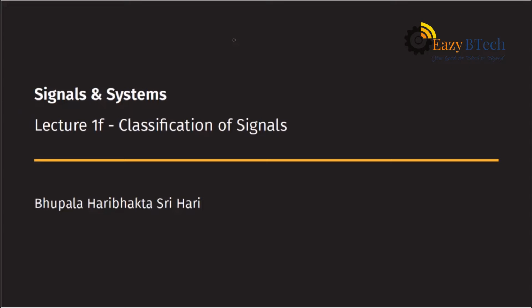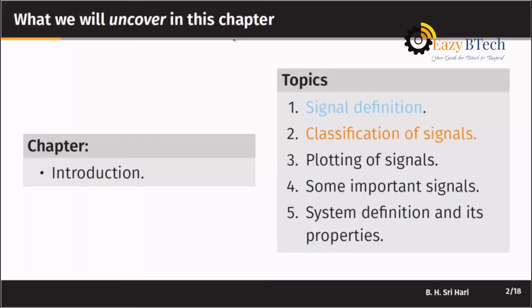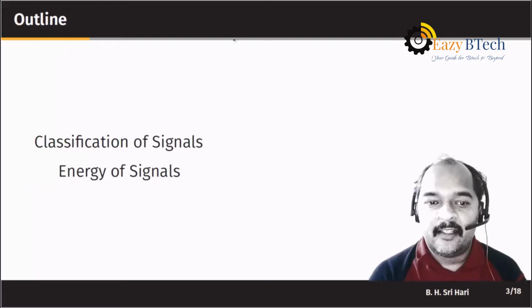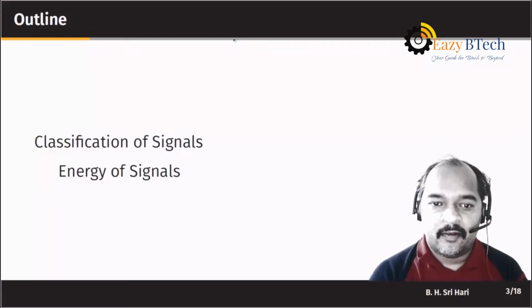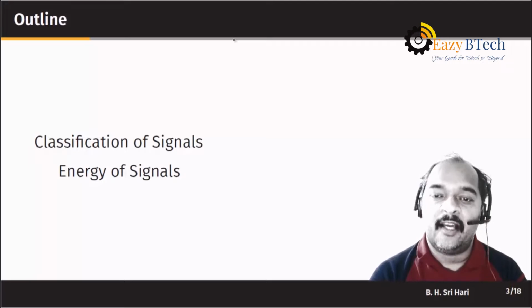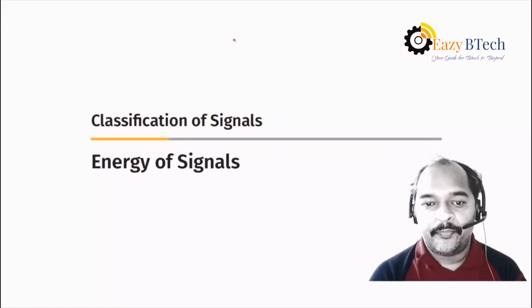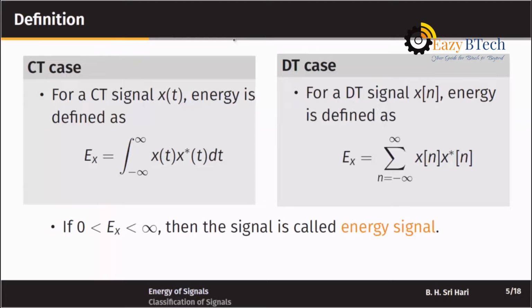If you remember, we are in the first chapter and we are looking at the topic of classification of signals. In this lecture, we will look at another classification, which is energy of signals. So how do you define energy of a signal? Let us look at that for both the continuous time case and the discrete time case. First, the continuous time case.